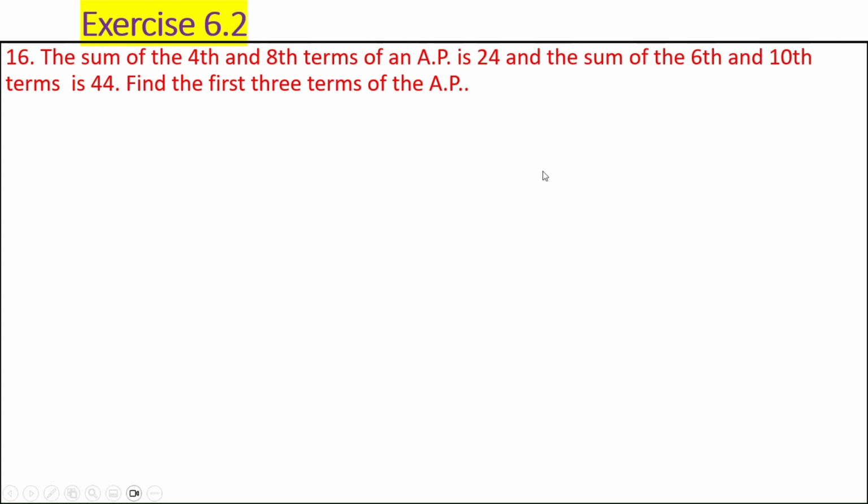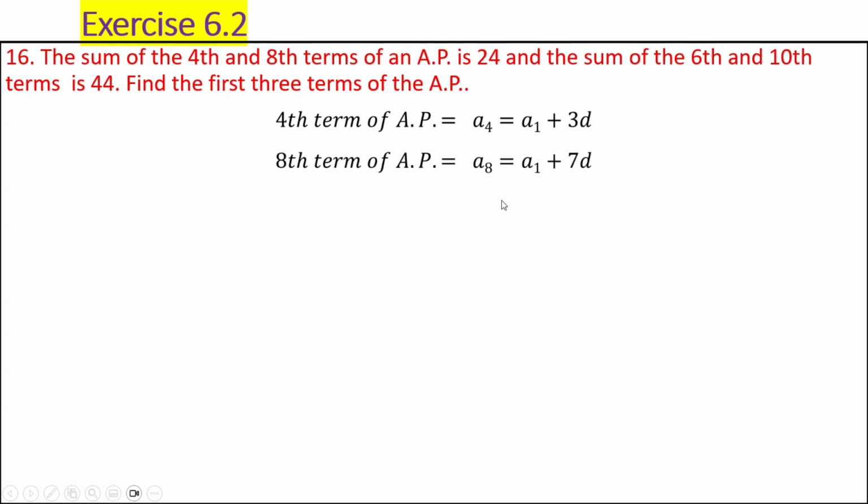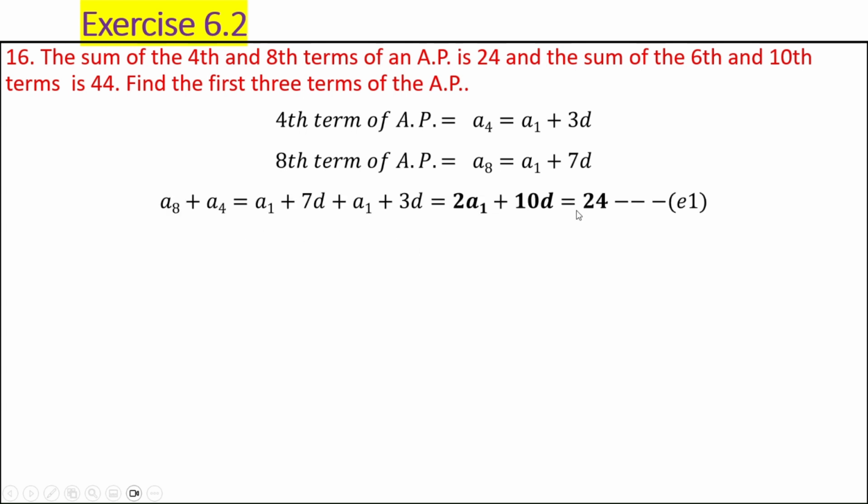The sum of 4th and 8th terms of an AP is 24, and sum of 6th and 10th terms is 44. Find the first three terms of the AP. Okay, yeah, this is simple. We know a4, we know a8. So a4 plus a8 equal to 24. So 2a1 plus 10d equal to 24.